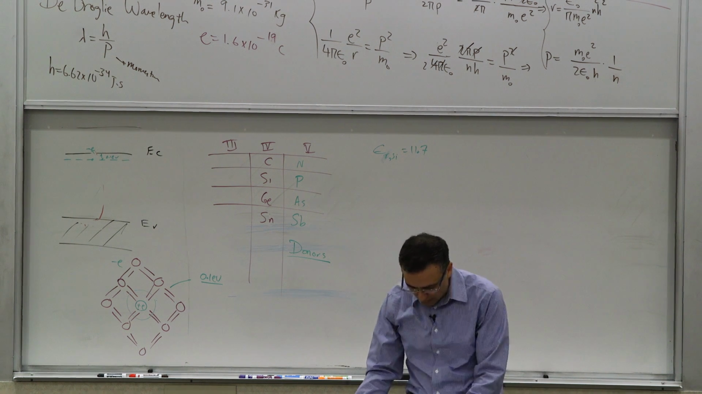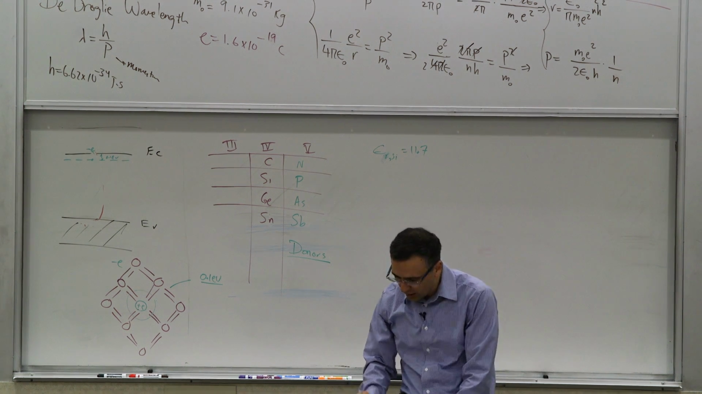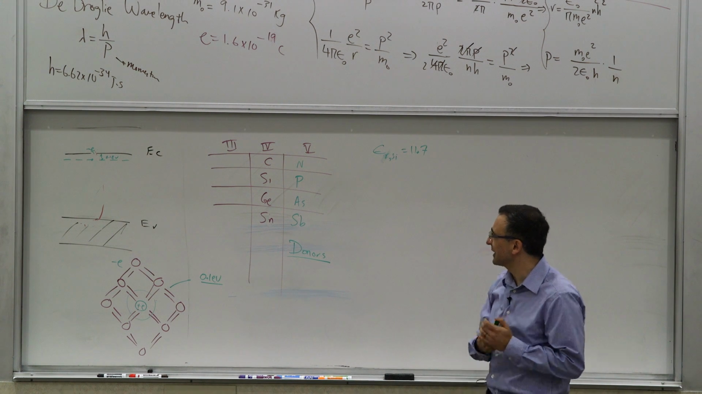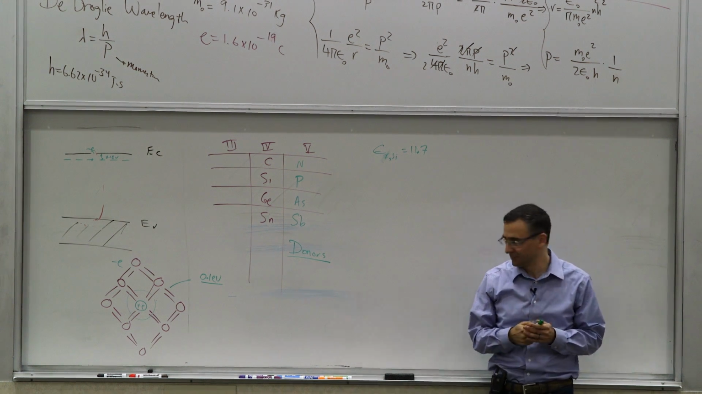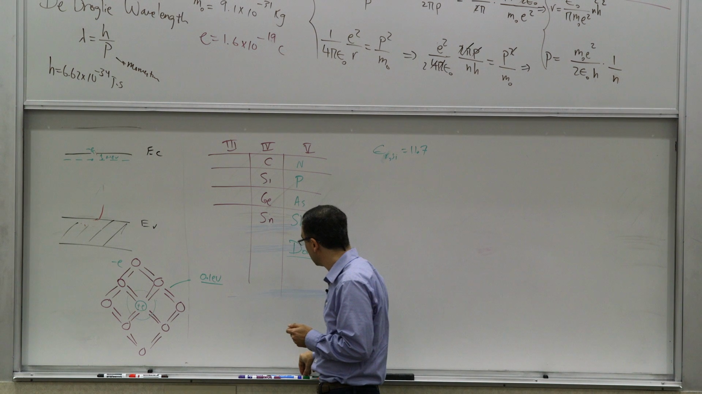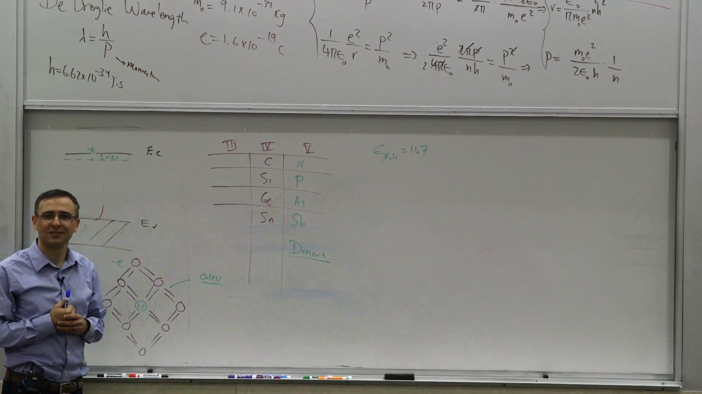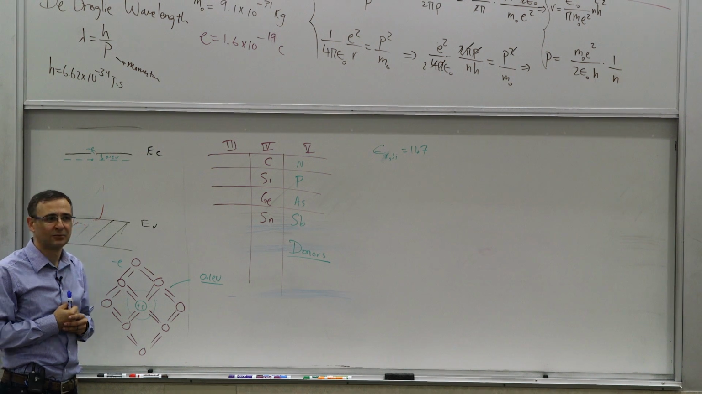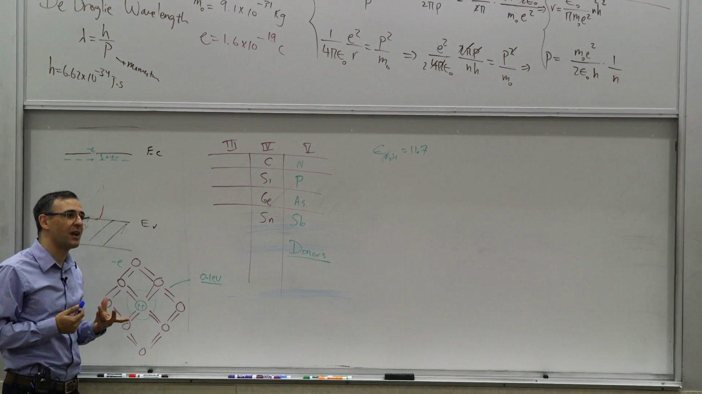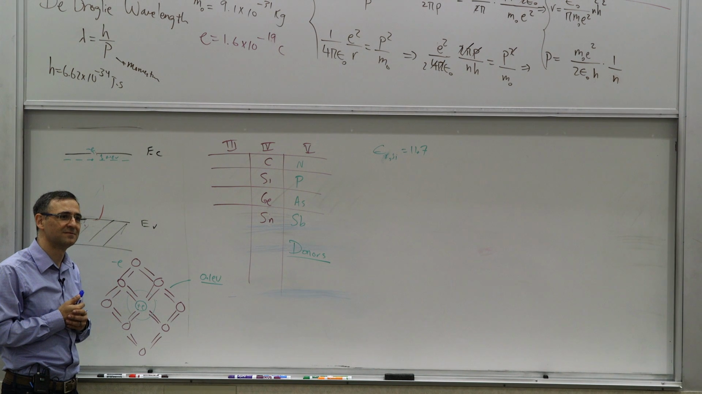Now, what if we wanted to do the opposite? What if we wanted to create a material that has more holes than electrons? What do you think we should be doing? Any suggestions? I want to do the opposite. I want to create a situation where I have more holes than electrons.